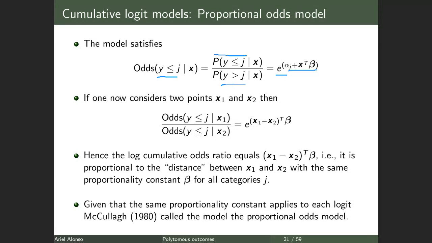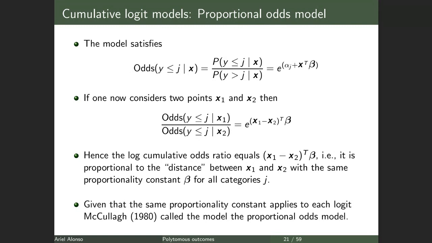Now, suppose you have two different vectors of covariates. You have two different points. We can call them x1 and x2. Then the odds of having a response smaller or equal than j for x1 divided by the odds of having a response smaller or equal than j for x2. So this is a ratio of odds. This is an odds ratio for having a response smaller than j for two different values of the covariate. You can show that the odds ratio is going to be equal to e to the power of x1 minus x2 transpose times beta.